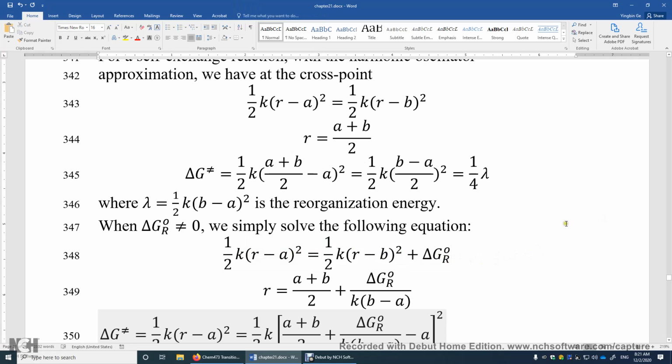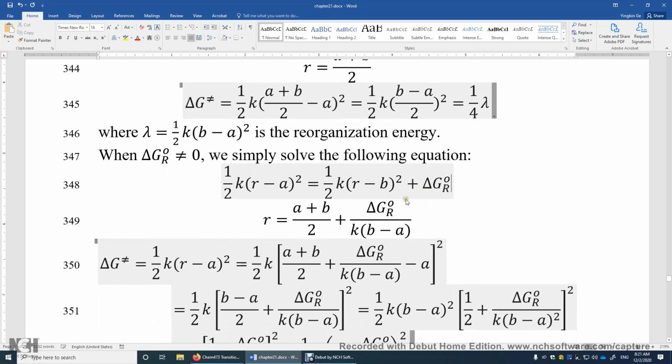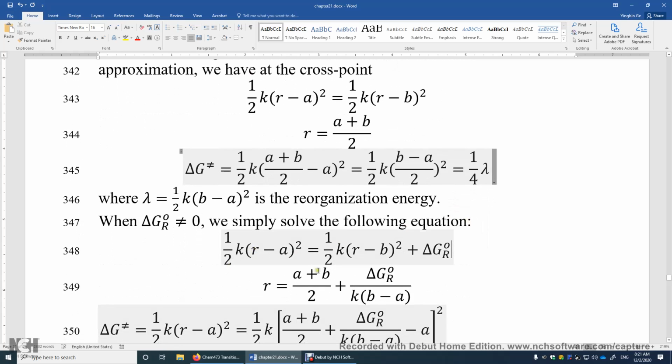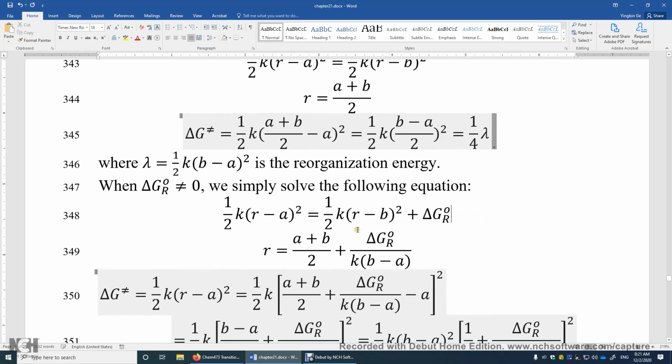All right, and then we can solve this equation. I believe we can solve this equation. How do we solve this equation? This is a quadratic equation on the left-hand side, a quadratic function on the right-hand side. But fortunately, this r squared and this r squared will cancel. They have the same coefficients, 1/2 k. So you got this equation.